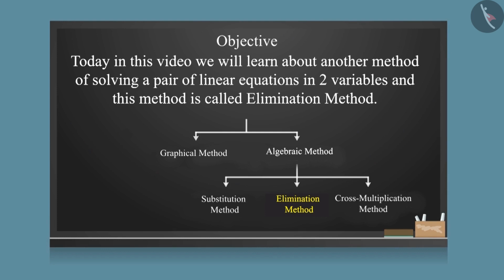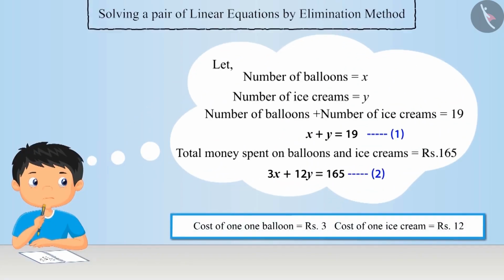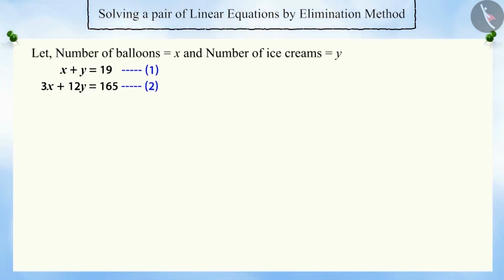Let's look at the linear equation in two variables made by Rahul again. Today, we will help Rahul in finding out the number of balloons and ice creams.